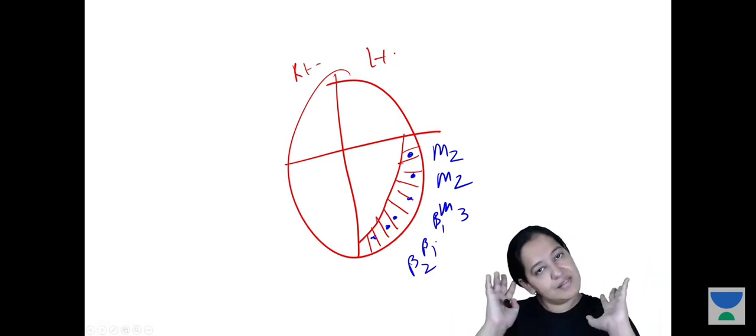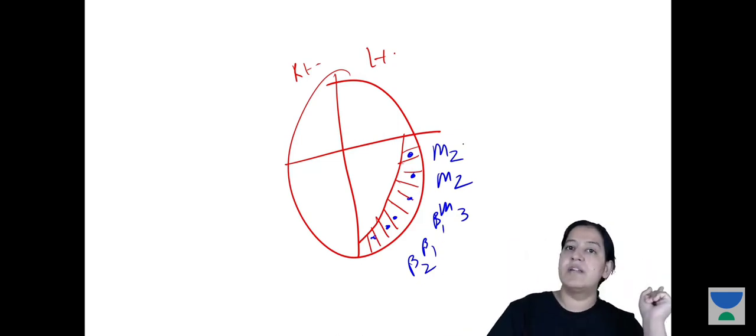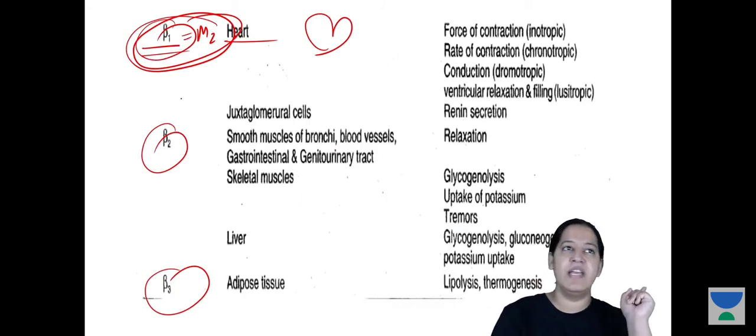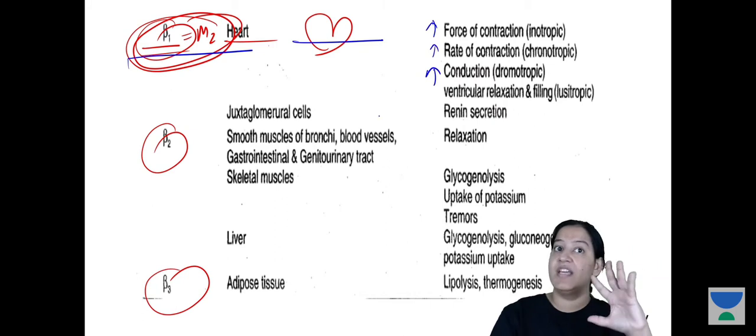So this is the scenario for the heart. On the heart, among cholinergic, M2 is present and among adrenergic, beta 1 is present. So beta 1 here is equivalent to M2 there for the heart. So it is present only on the heart. And it will increase all three things. There all three things were decreasing; here all three things will increase.